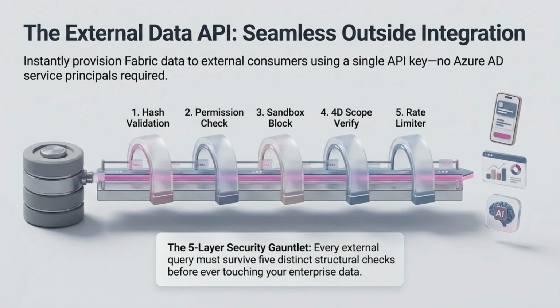Next, let's look at our external data API. We've made integration seamless by using a single API key, removing the usual technical hurdles. But simplicity doesn't compromise safety. Every query must survive this 5-layer security gauntlet, 5 rigorous checks that protect your enterprise data at every step. It's fast, it's simple, and above all, it's secure.